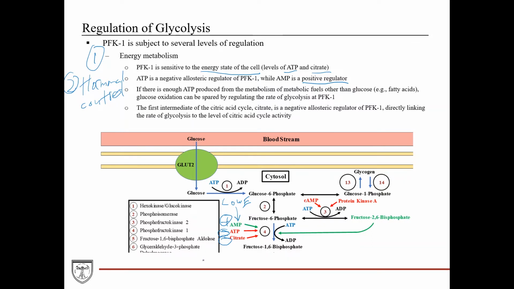Versus when you're in a high energy state, you're going to have increased levels of citrate and ATP. And so you're going to want to spare oxidation of glucose via glycolysis. The way you would have a high energy state is due to the metabolism of other metabolic fuels, such as fatty acids. If you're getting enough energy production from fatty acids, which particularly can happen in the liver, glucose oxidation can be spared, and so you'll inhibit this, and then you can force the path of glucose to more follow, say, glycogen formation.